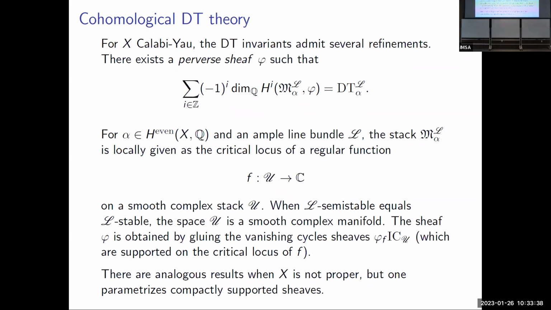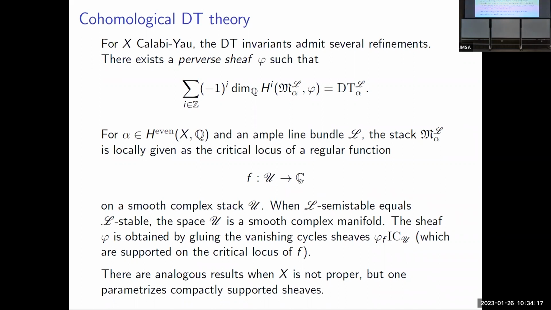The point is that the stack parameterizing L-semi-stable sheaves of a given support can be written as a critical locus. You have a function f on a smooth stack. Here I don't necessarily assume that L-stability equals L-semi-stability, so this object is just a stack. The statement is just that it's the critical locus of a regular function on a smooth stack U. In the L-semi-stable equals L-stable case, this space can be taken as a manifold.